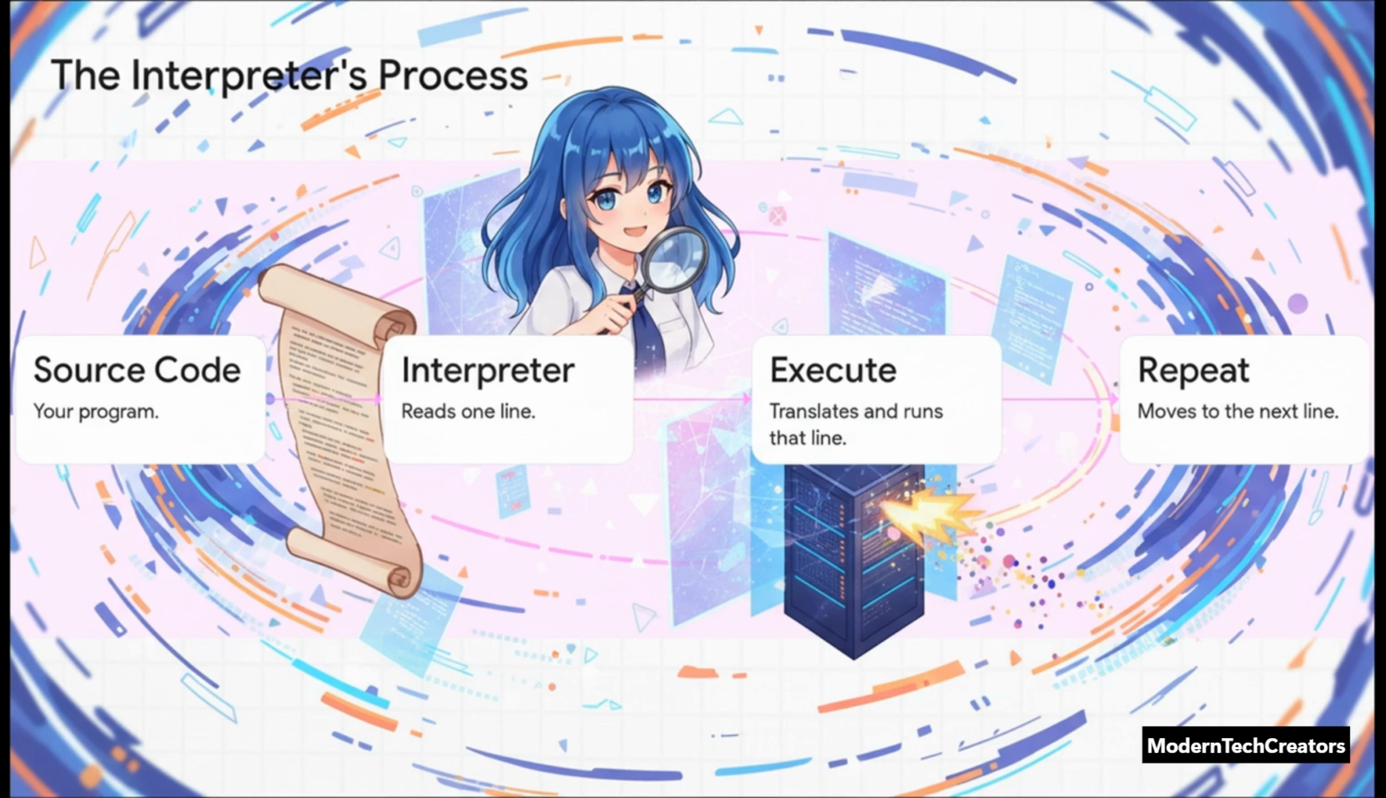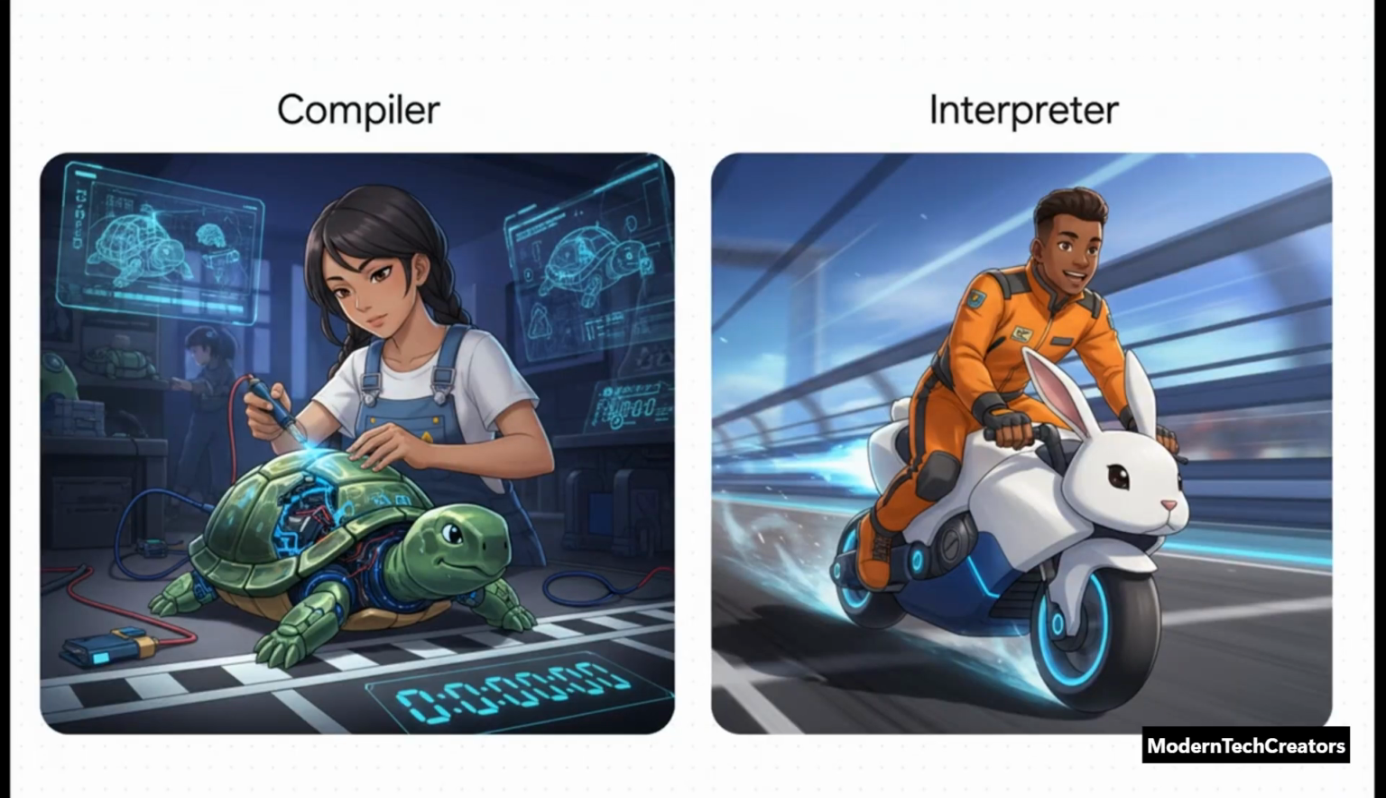It's all happening at the same time. And these different approaches create a huge trade-off in speed. You can think of it like the tortoise and the hare. The compiler is the tortoise. It has that slow start because it has to translate everything first. But once it's done, that final executable program runs blazing fast.